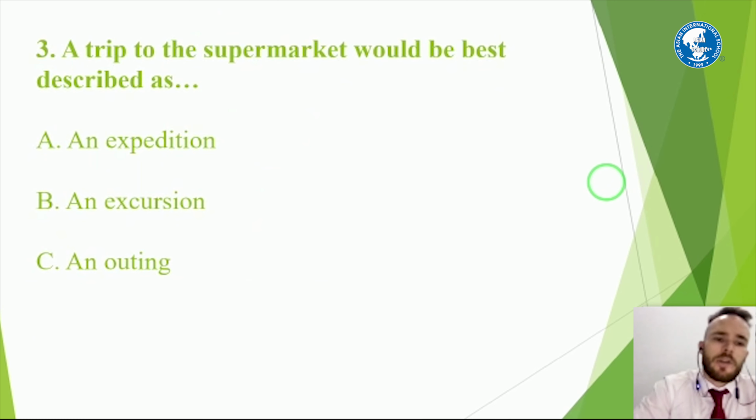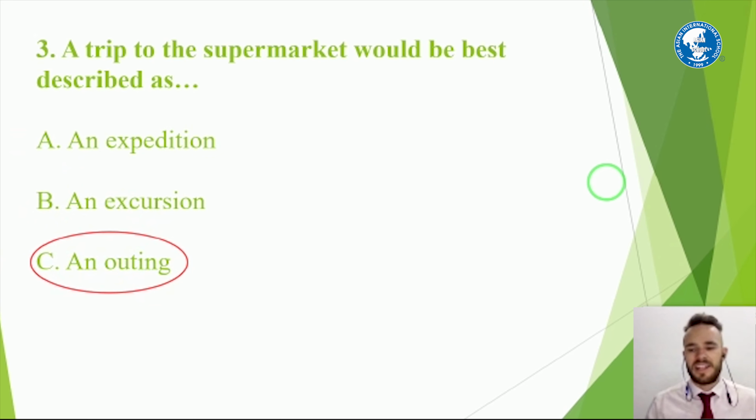Question 3. A trip to the supermarket would be best described as what? An expedition, an excursion, or an outing? The correct answer for that would have been an outing.